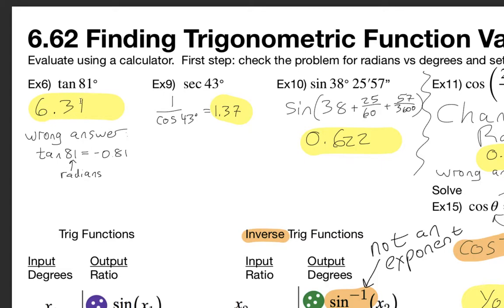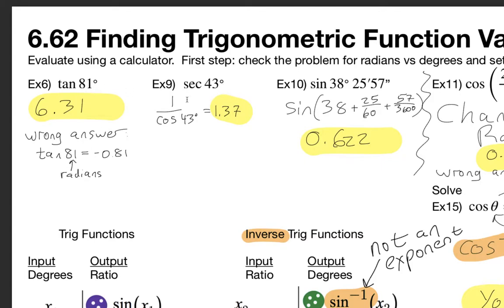That's the ratio. The input is 81 degrees, the output is 6.31. So the wrong answer, if you put it in radians, would be tangent of 81 radians. I just calculated it out. It's negative 0.81. So you get the wrong answer if you're in the wrong mode. Make sure your calculator's in degrees.